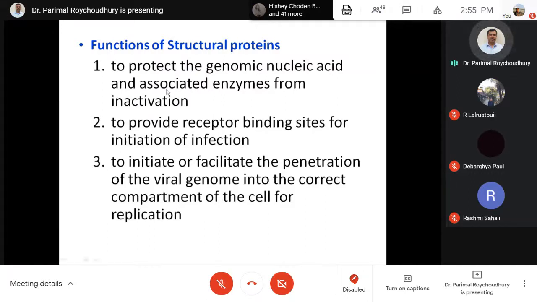Not only that, some of the structural proteins assist in migrating the genome from the cytoplasm to the nucleus to initiate its replication. So the structural protein also helps in the correct compartmentalization of the virus nucleic acids for genome replication.